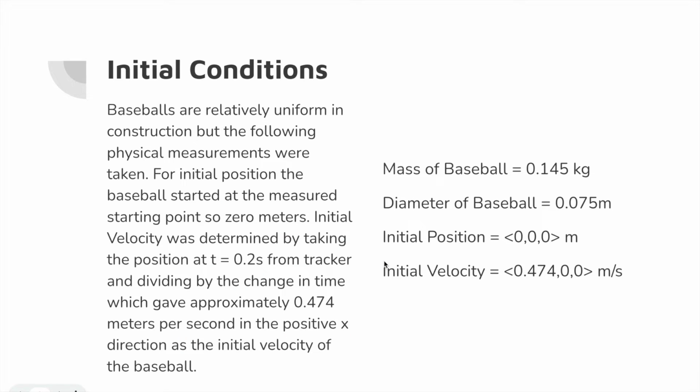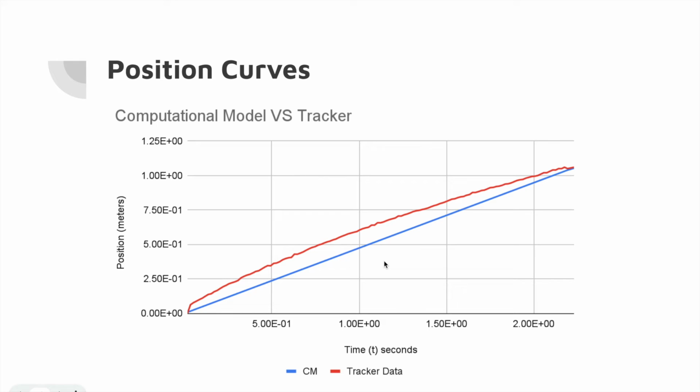Initial conditions. Baseball is relatively uniform in construction, but the following physical measurements were taken. Mass of baseball, 0.14 kilograms. Diameter of baseball, 0.075 meters. Initial position was 0 meters in all components, and the initial velocity was 0.474 meters per second in the x component. For initial position, the baseball started at the measured starting point, so 0 meters, and the initial velocity was determined by taking the position at t equals 0.2 seconds from Tracker and dividing by the change in time, which gave approximately 0.474 meters per second in the positive x direction, as the initial velocity of the baseball.